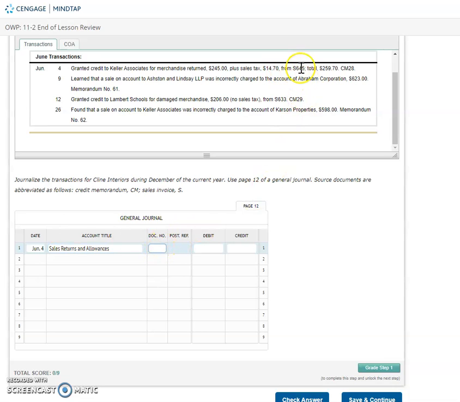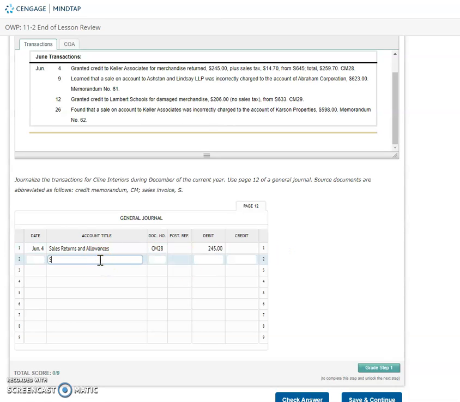As for my document number, they do give us 2 document numbers, but this document they're referring to is just when we had our sales invoice. So that's when Keller Associates bought that merchandise from us. We are using this source document to record that return. So CM28. I'm going to debit sales, returns, and allowances for the amount of the sales that was returned. So that's going to be this number here, that 245. That was the merchandise that was returned.